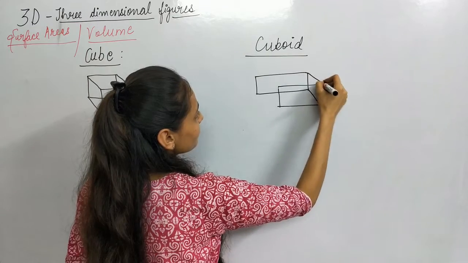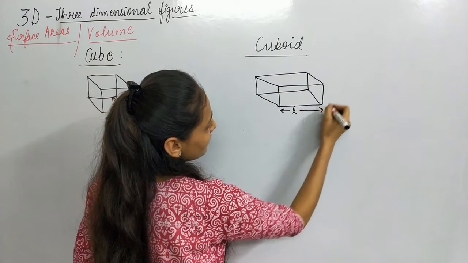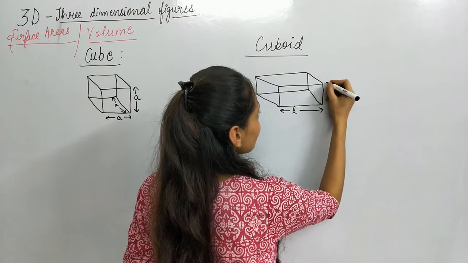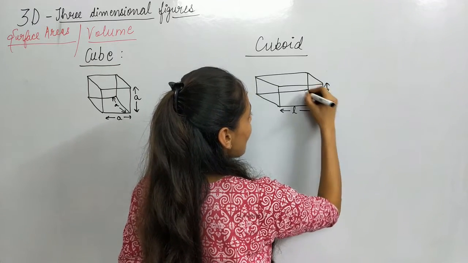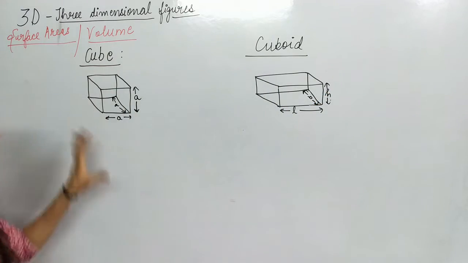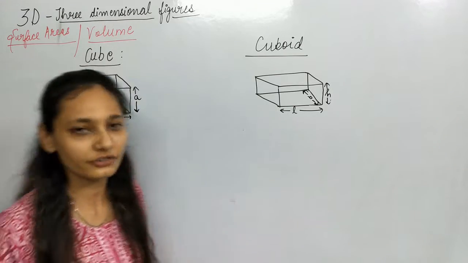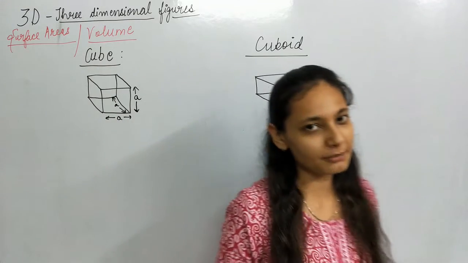Suppose this is length, this is height and this is breadth of the cuboid. So in a cube all the 3 dimensions are the same. All the 3 are same. Here the 3 dimensions are not the same. So let me show you a cuboid.